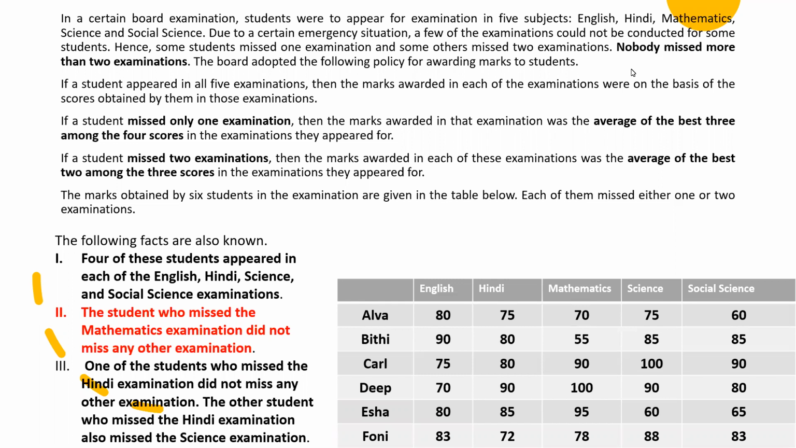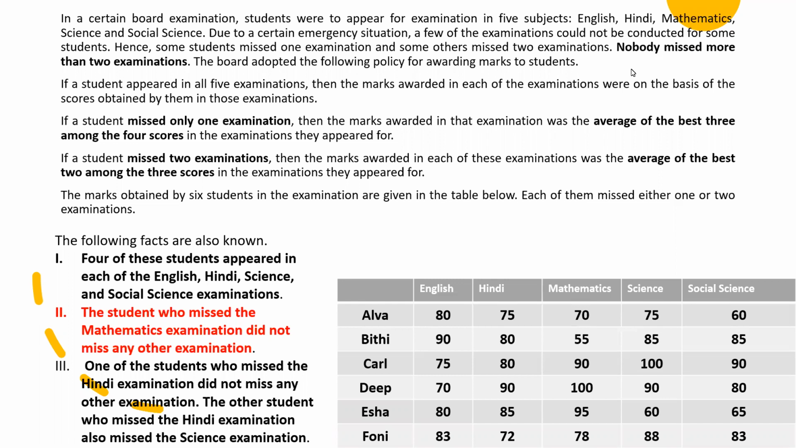If the student appeared in all the 5 examinations, then the marks awarded in each of the examinations were on the basis of the scores obtained by them in those examinations. That's what we have normally. If a student missed one examination, then the marks awarded in that examination was the average of the best 3 among the 4 scores. If a student missed 2 examinations, then the marks awarded in each of these examinations was the average of the best 2 among the 3.